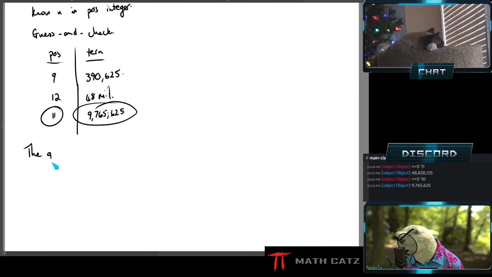I'll write it at the bottom. The given sequence has 11.